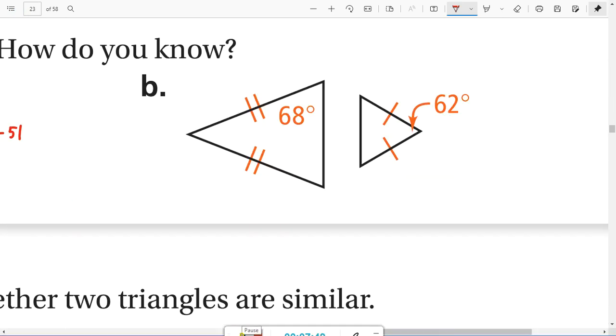Okay, please pause and try Got It problem 1B. Again, see if you can determine if the triangles are similar. All right, so recall from geometry, when you have two sides that are congruent, you go across from those sides and you mark the angles congruent. So if this one is 68, this one is going to be 68.